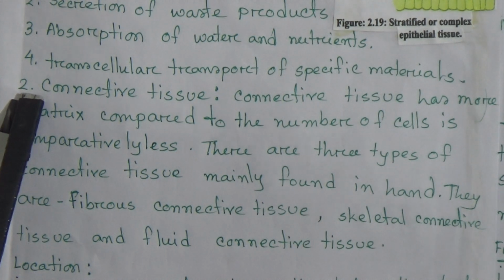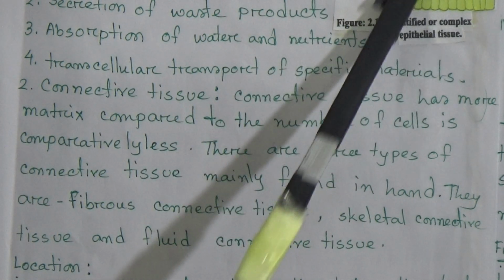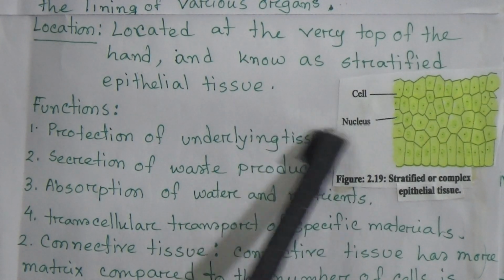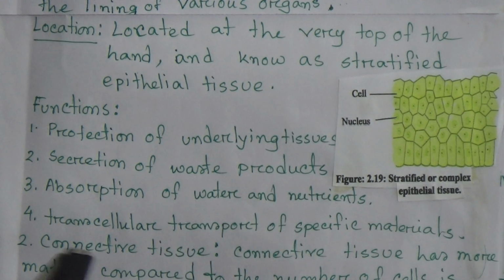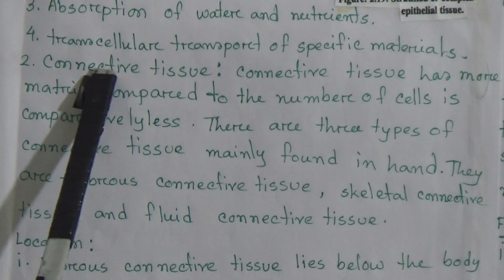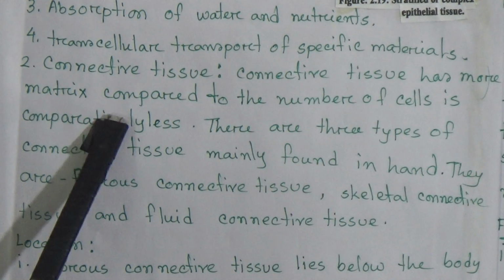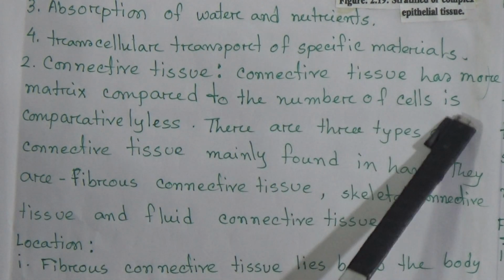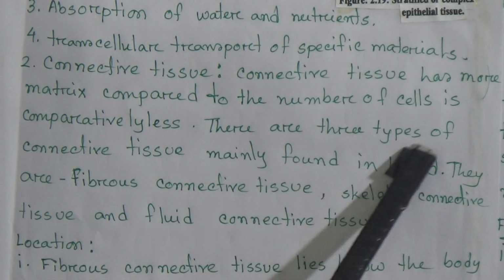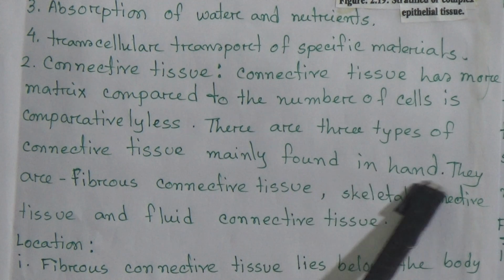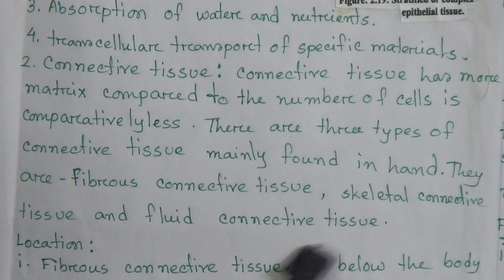Now come to the second type of tissue, that is connective tissue, and this is the picture of stratified epithelial tissue, and you have to draw this and you have to color this by following your textbook. Now come to connective tissue. Connective tissue has more matrix, and the number of cells is comparatively less, and there are three types of connective tissue mainly found in the hand. They are fibrous connective tissue, skeletal connective tissue and fluid connective tissue.